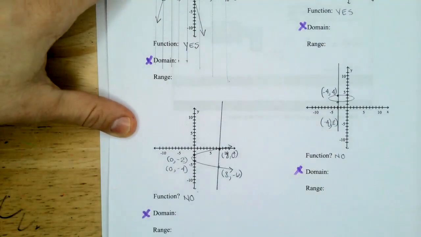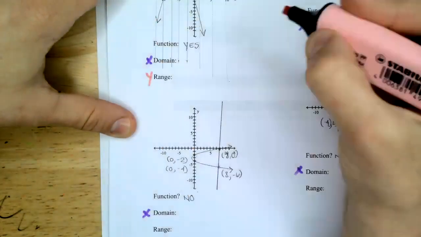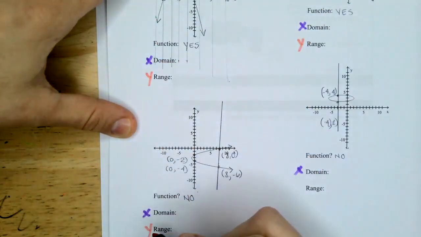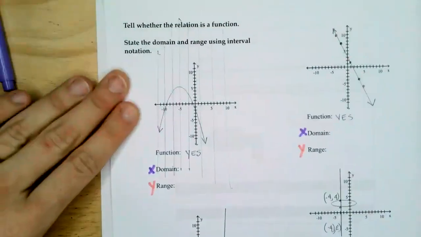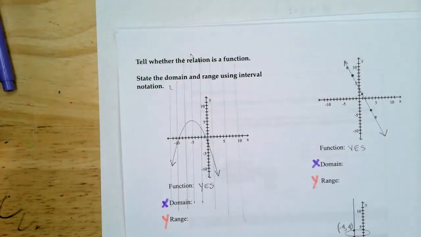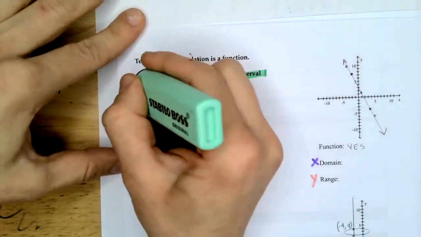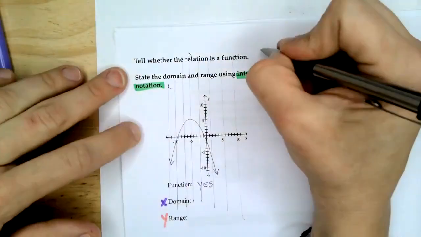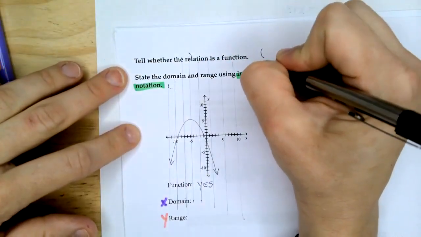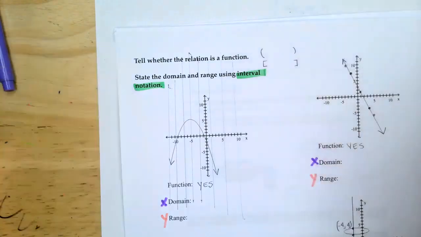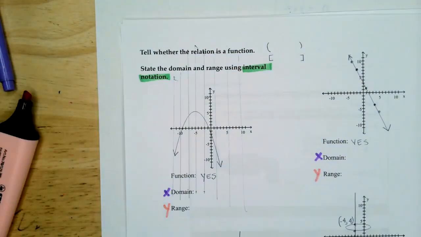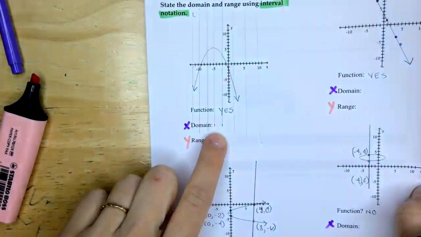What is range? Range is our y values. So where is it? And they're asking for interval notation. In interval notation, that's going to look like this or like this on the x or the y axis, okay? State the domain and the range. The domain is my x values.